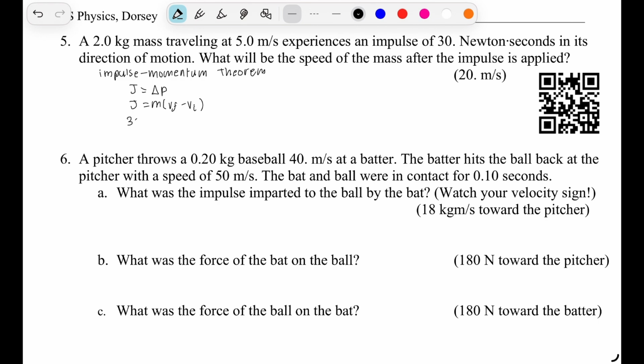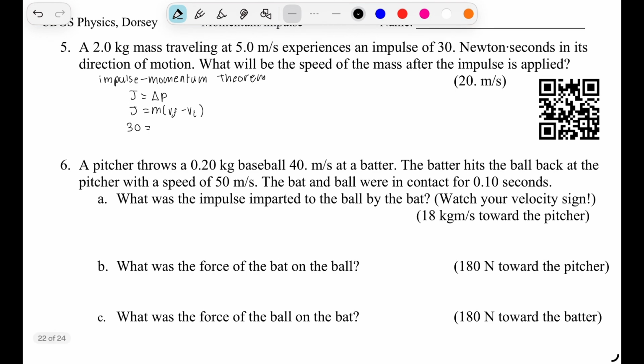Plugging in our values, we have 30 is our impulse, and then we have our mass is 2 kilograms, and our final velocity we don't know because we are finding that, and then we have our initial velocity was 5. So that's going to be 30 is equal to 2 vf minus 10. So 40 is equal to 2 vf, and vf is going to equal 20 meters per second.